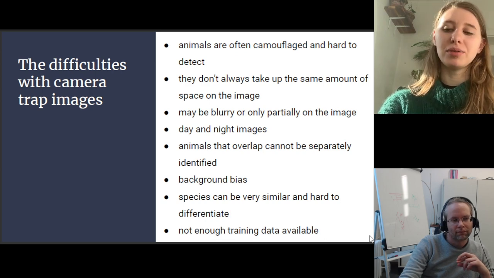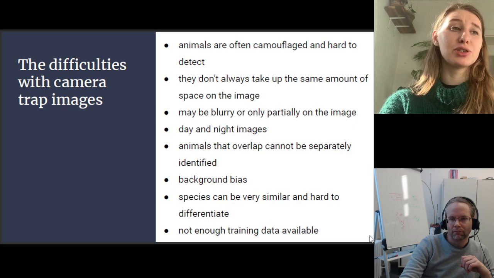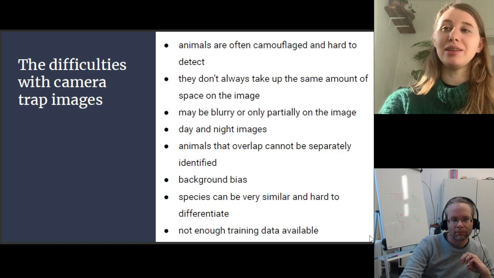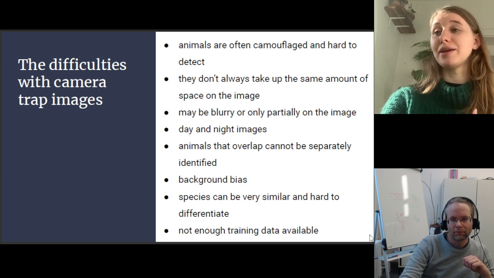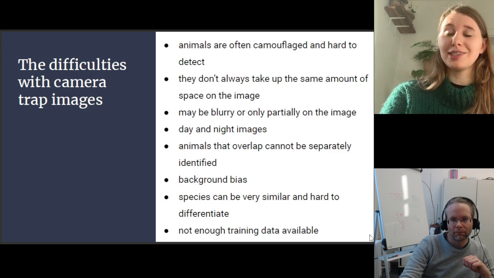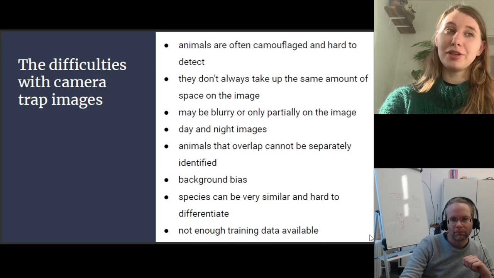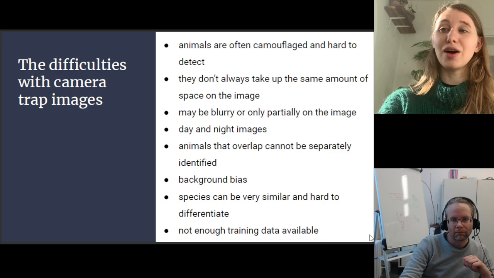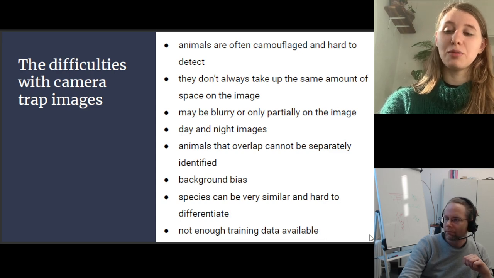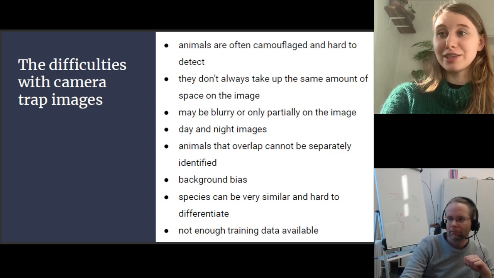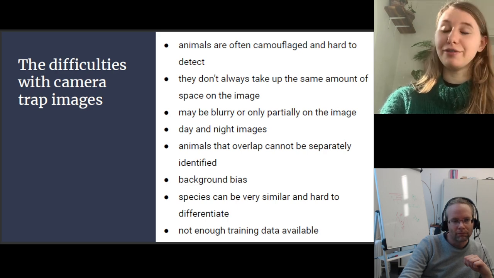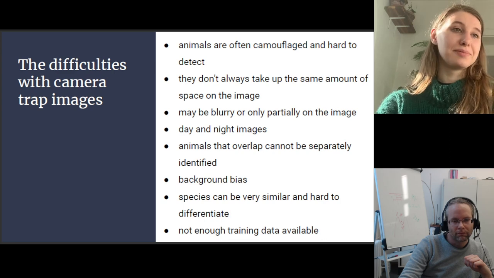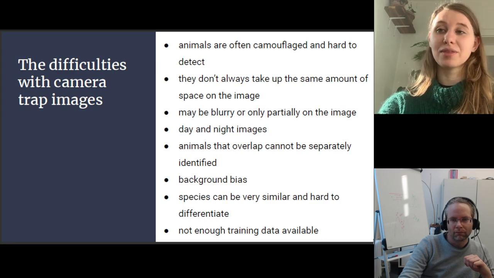There is also the problem that species are super similar. Maybe they're not really different in shape, but the only difference might be some color. Like some birds might have different chest colors, but the overall shape and size is super similar. So the question is, how could we differentiate these birds with night images, which just have grayscale? Sometimes it might not even be possible, even for people. So that's also a problem that we have.